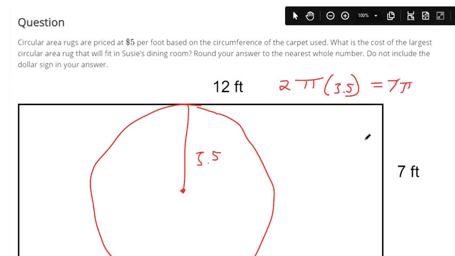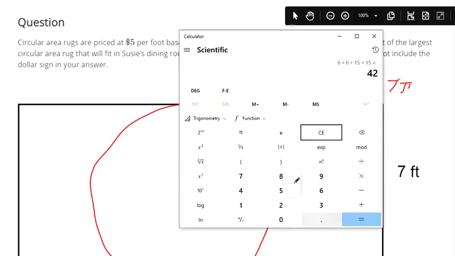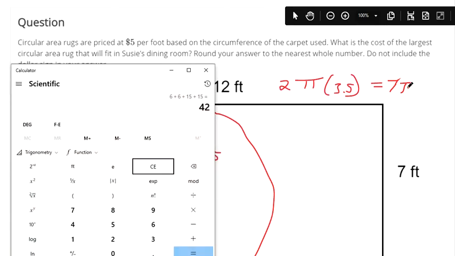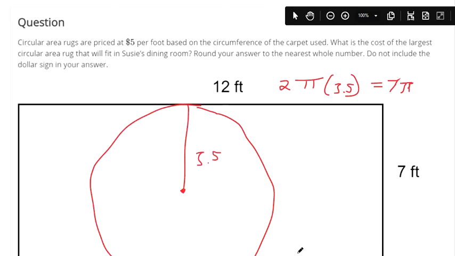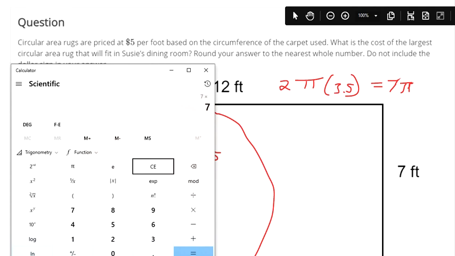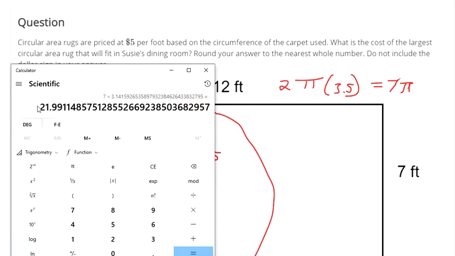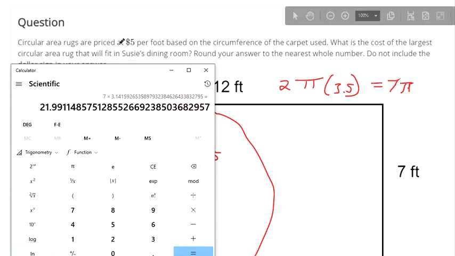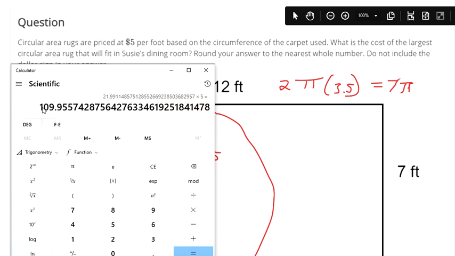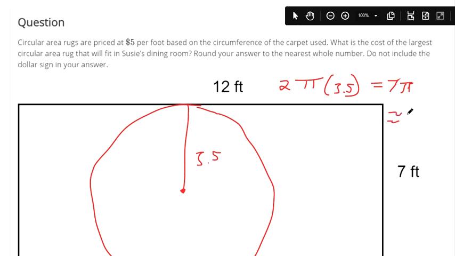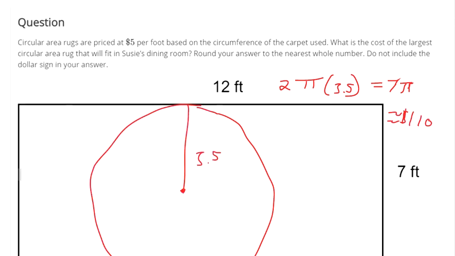Round your answer to the nearest whole number. So when we plug in 7 times pi, that's our circumference. But then it's $5 per foot of the circumference. So take the circumference and you got to multiply it by 5. So we're looking at $110 if we round to the nearest whole dollar, like they asked.